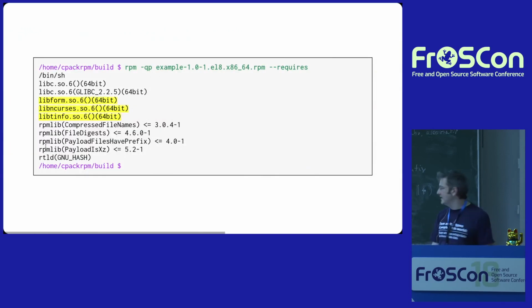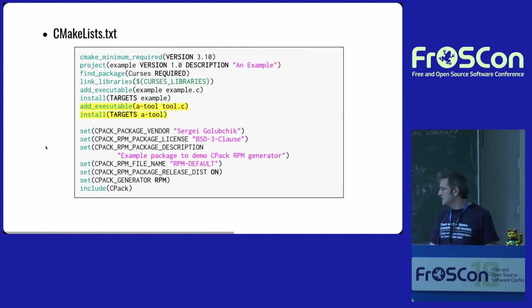But here, it doesn't know what packages it depends on. It knows that it depends on the library. So DNF, for example, will look for the package that provides those libraries. It will not look for the package by name. And about other dependencies, I'll talk about that.